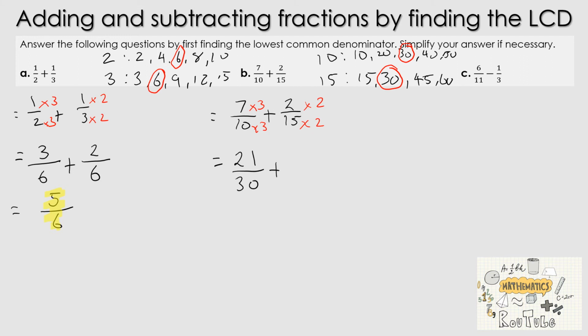Plus 2 times 2, which is 4. And then 15 times 2, which is 30. Okay, once again, we are now very happy. We have the same denominator. We can now just add the numerators.